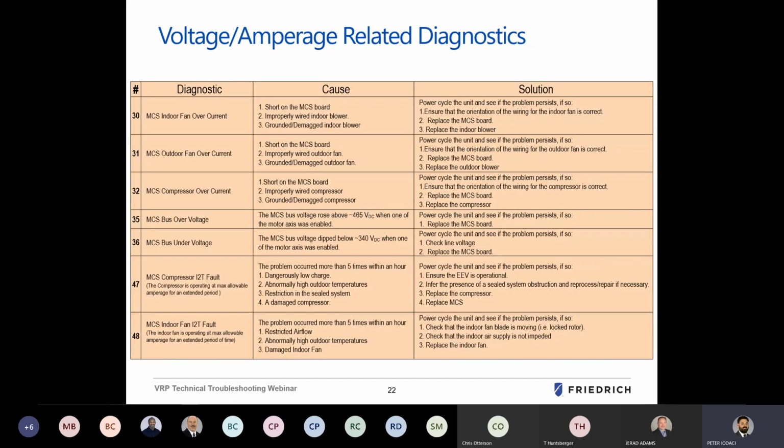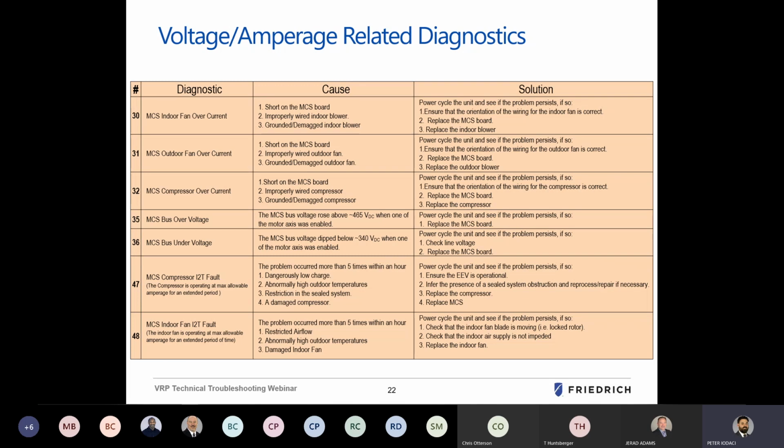Let's take a look at some of the voltage and amperage related diagnostic codes. I'm going to call out a couple important ones here. Let's look at error code number 32, the MCS compressor overcurrent. You're going to get this error code when there's something going on with your compressor. The important thing about troubleshooting an error code 32 is when the error code populates.